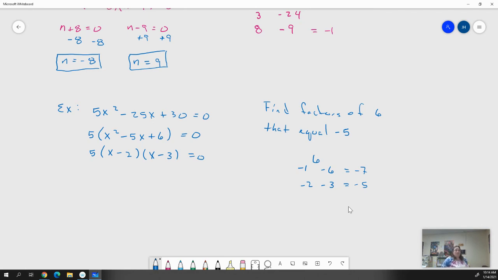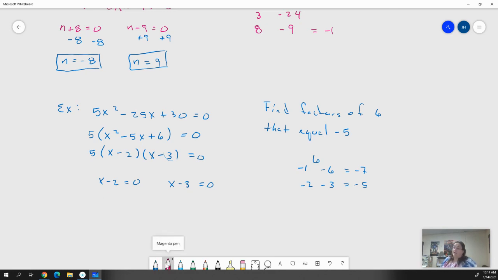And so when I go to solve them, again, I don't have to worry about the 5, because if I make either of these a 0, the whole thing's still going to be 0, because when I multiply 5 times that 0, we still get 0 for a solution. So to find our solutions, we're just going to take these factored quantities, our x minus 2, and set that equal to 0, and our x minus 3, and set that equal to 0. So we're just going to solve for x.